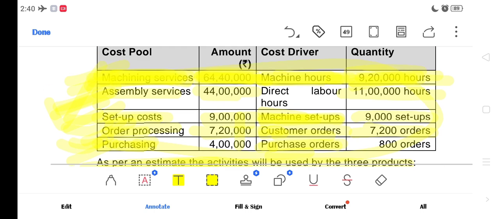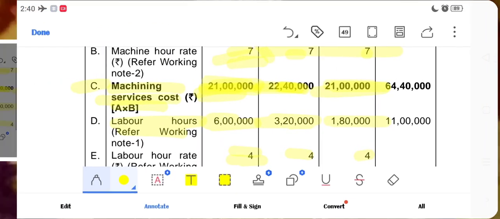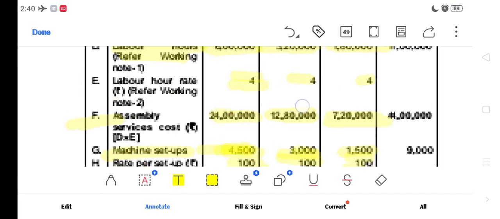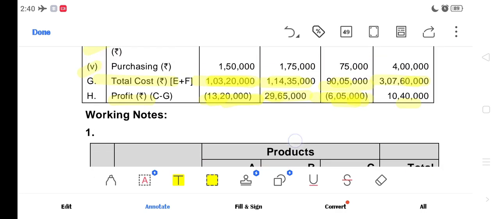So if you divide this amount by the quantity, you get a rate per thing, like per setup, per order, per purchase. Then you have to multiply with the total number of setups for product A, B, C. You have the information for how many for A, how many for B, how many for C. You multiply with that and you get the total overhead expenses. Now you are going to just substitute. So working note 3 is also over. After this there's nothing, working notes done.